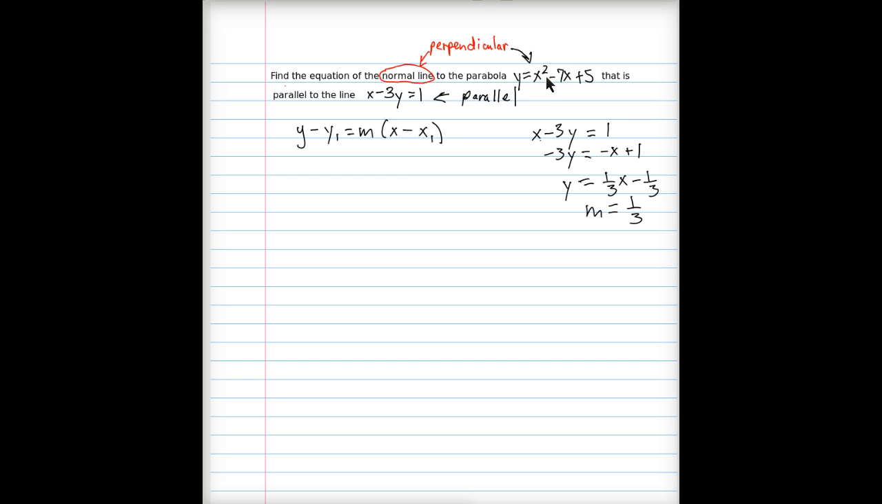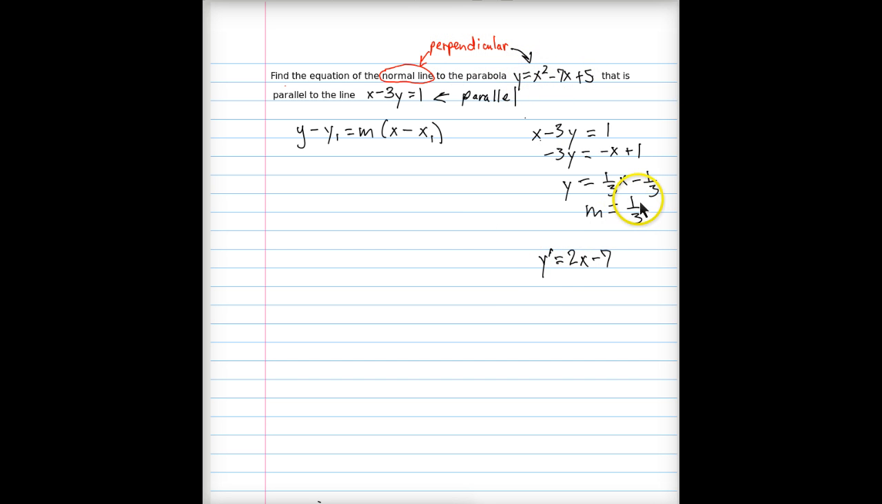To find the slope of this quadratic, we need to take the derivative, because the derivative is the slope of a function. So if we take the derivative of y, we get y prime equals 2x minus 7. They told us that our line that we're solving for should be perpendicular, because that's what normal to means, to this parabola here.